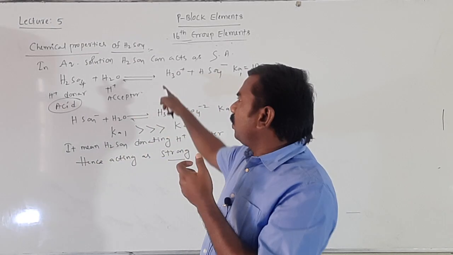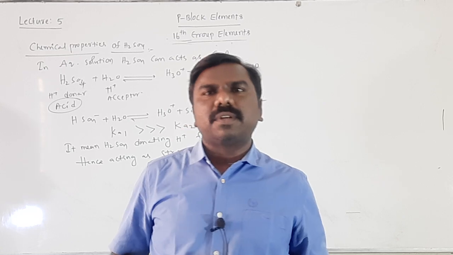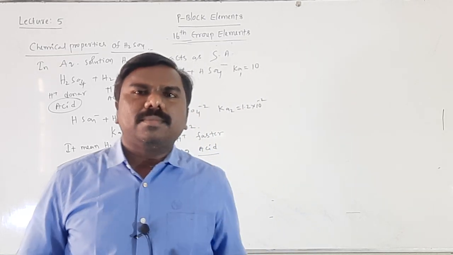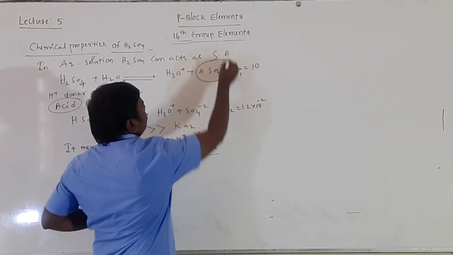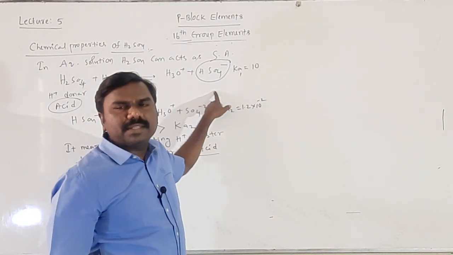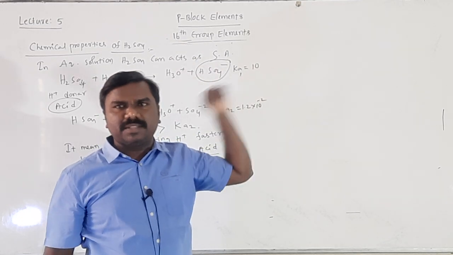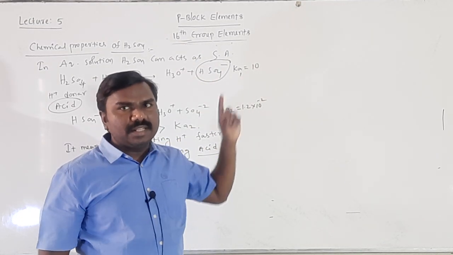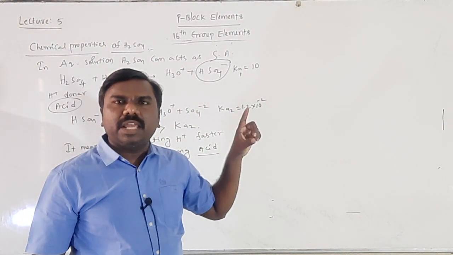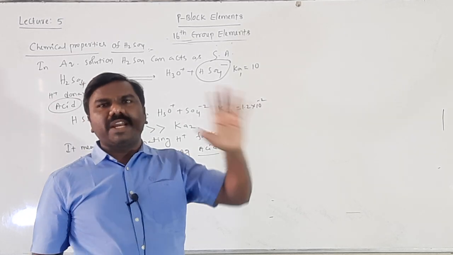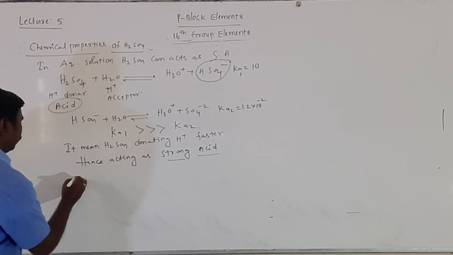Because of these two reactions, sulfuric acid can form two types of salts. One is normal salts, another one is acidic salts. This HSO4 minus reacts with a cation like Na plus to give NaHSO4, Na plus HSO4 minus, an acidic salt. This SO4 2 minus can react with a cation to give Na2SO4. Getting? Yes.